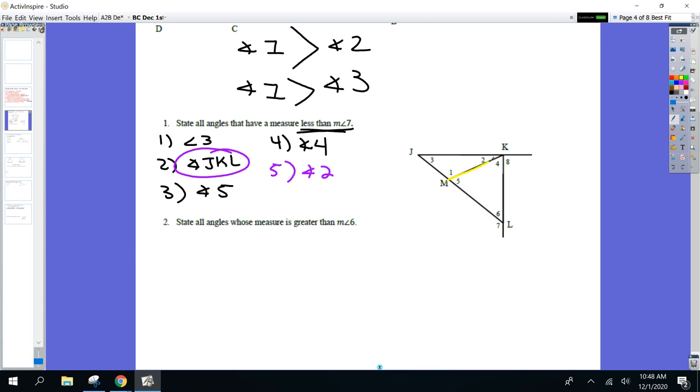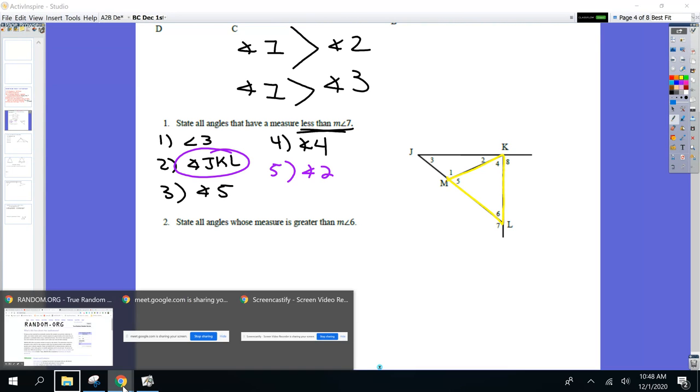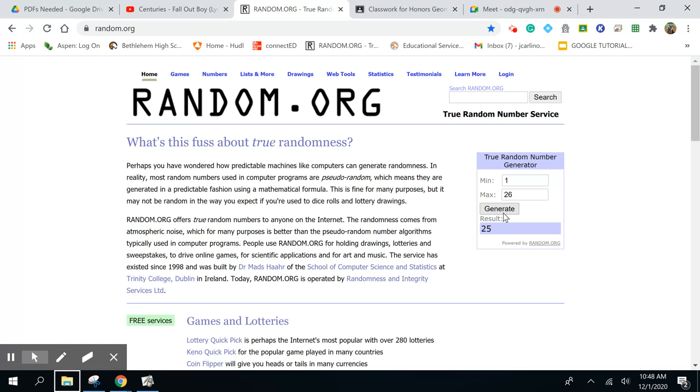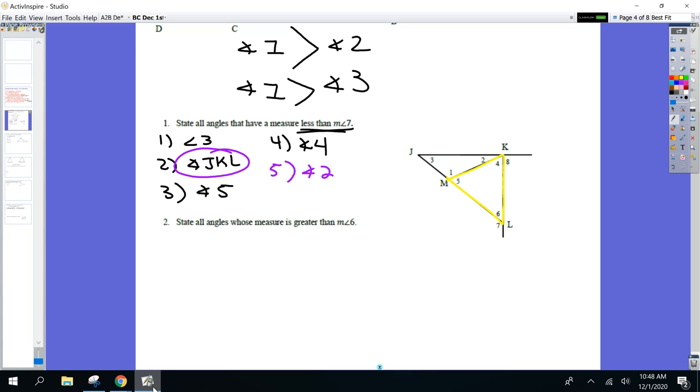So here you go. KLM. There's angle 6. It's an interior angle. Can anybody find an exterior angle where 6 would be a remote interior? Can anybody tell now in triangle KML what angle would be bigger than 6? What angle would be bigger than 6 up here? Any ideas? Sabrina, any ideas? Angle 8. You got it. Nice job. Everyone take a look. Angle 8.